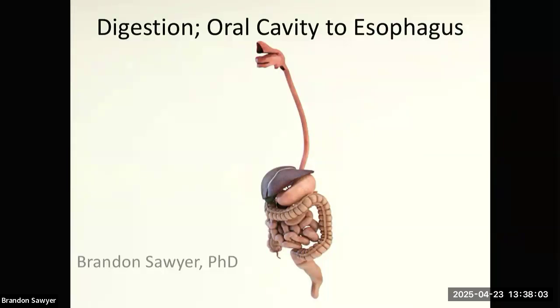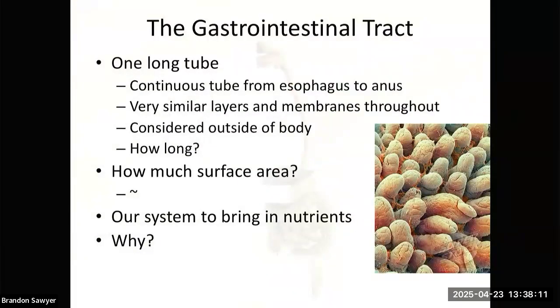Next class we'll get into the stomach and the small intestine. Then the class after that will be the large intestine, as well as some pathologies of the digestive tract. So the GI tract, gastrointestinal tract, is just this one long continuous tube, going from the mouth all the way down to the anus.